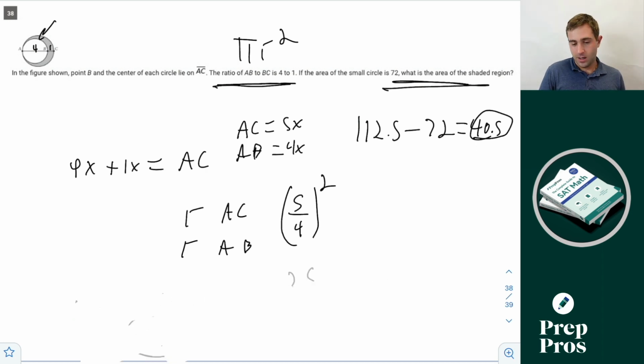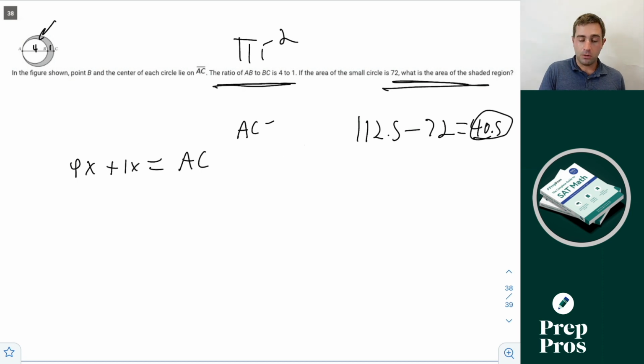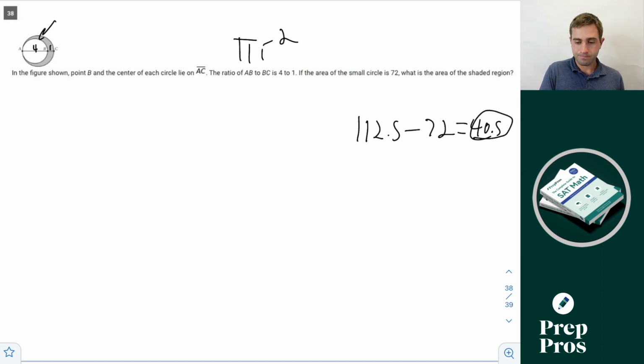As I said, the other way that you could do this, and we'll still 100% get the same right answer, is we could just go through and we could start. We'll still have to use that same general ratio, but we could start with just doing pi r squared. So we could do 72 is equal to pi r squared.